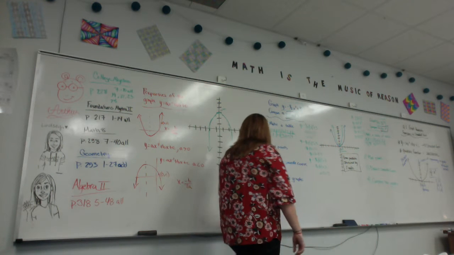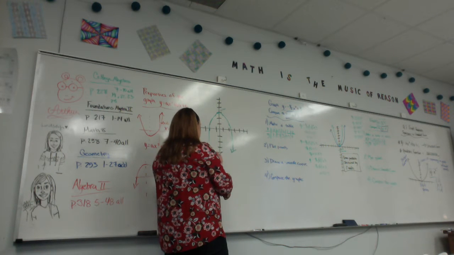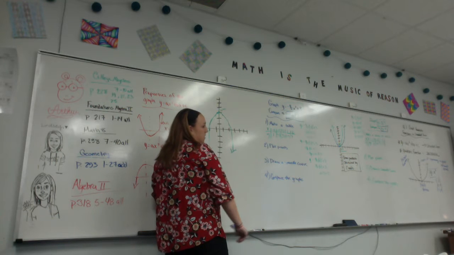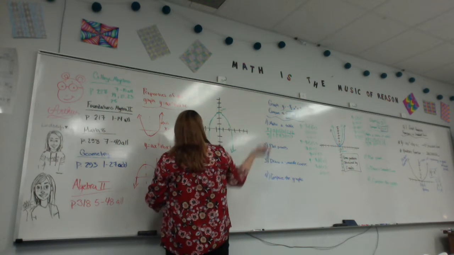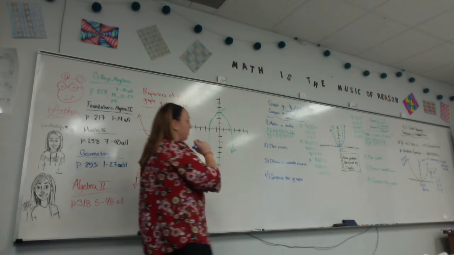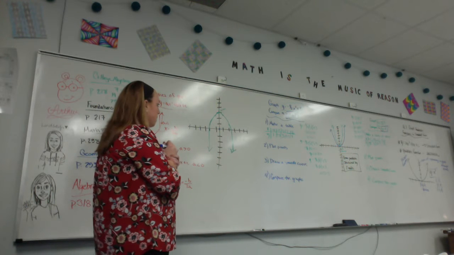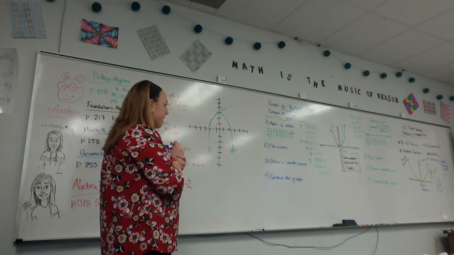Compare it to the parent function. Where do I graph the parent function's vertex? 0, 0. Good. And if I plug in a 1, wait a second. I messed up on the points. I put them, okay.